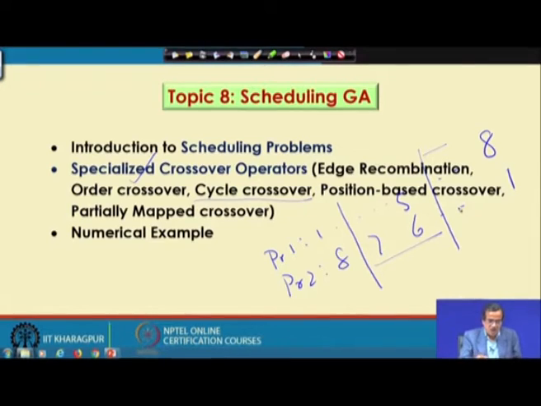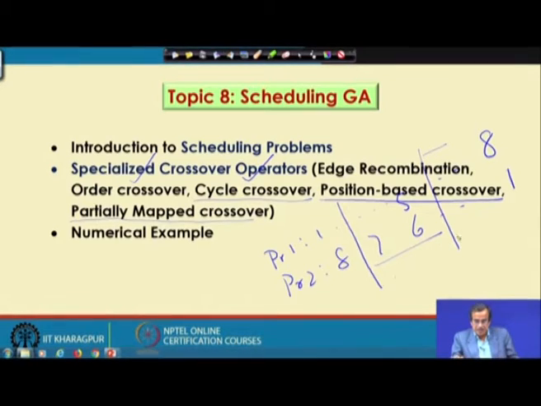So, this is in short the principle of the cycle crossover. Then position based crossover: we select a few positions on these parents at random, and with the help of these selected positions we carry out the crossover just to get the children solution. Then comes the partially mapped crossover.